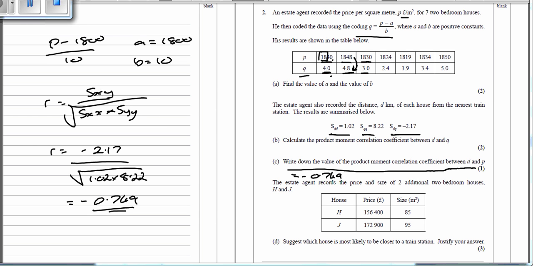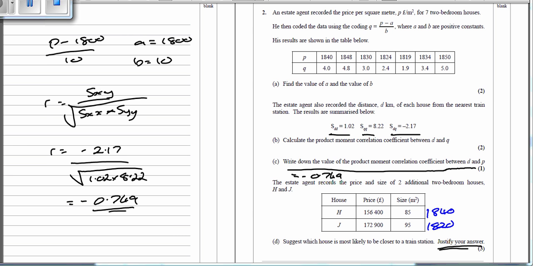The estate agent records the price and size of 2 additional 2-bedroom houses, H and J. Suggest which house is more likely to be closer to the train station. Justify your answer. So notice that this is price per square metre. So we've got to work out the prices per square metre. That's the first thing we're going to do. So if we do H, that's going to be 156,400 divided by 85. And that gives us £1,840 per square metre. If we do 172,900 divided by 95, we get £1,820.